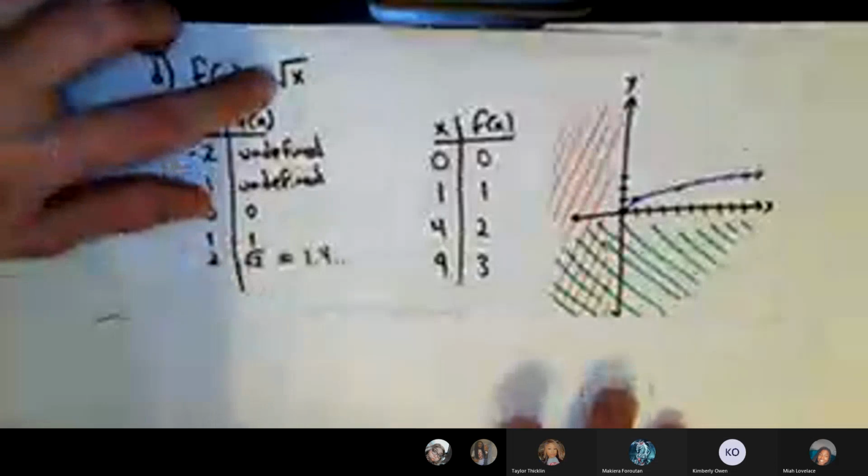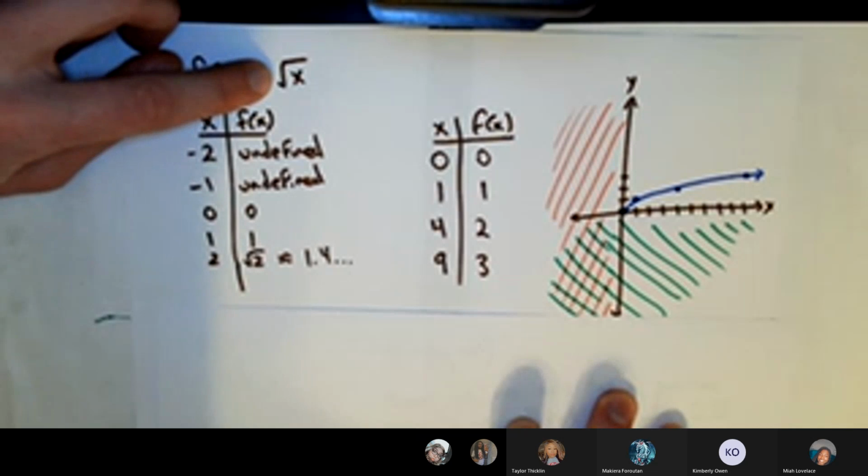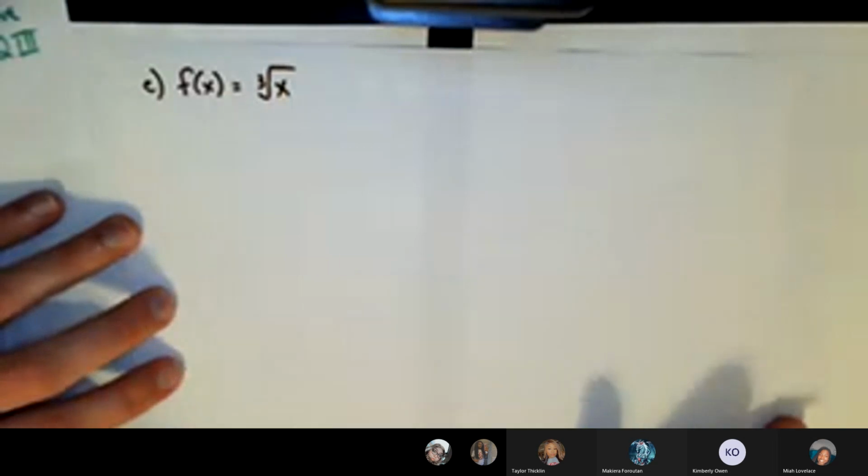Let's look at an odd root. Remember that the square root is technically like a little 2 in the root, so I would call this an even indexed root. Let's look at an odd indexed root. So part E, f of x equals cube root of x. Now this time we can put negatives into this. If you recall, negatives under odd roots were no problem. It's just negatives under even roots that are not allowed.